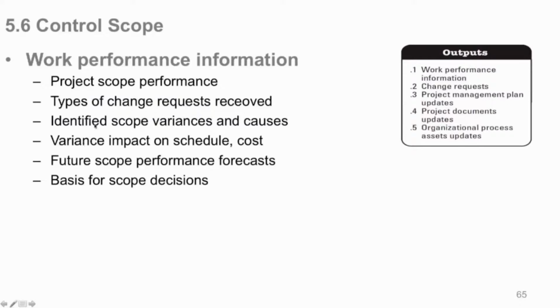Work performance information shows the variance impact on cost and schedule, because you'll have some impact on your triple constraint. Future scope performance forecasts you can do because you're getting the raw data turning into information. Now you can start trending things, which would be good. And all this is the basis for future scope decisions that you may need to make. So that's some of the outputs, this performance information.